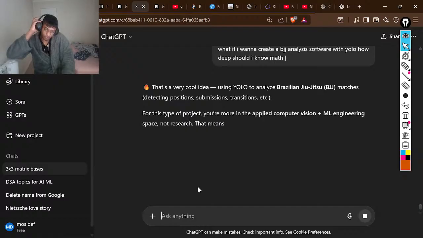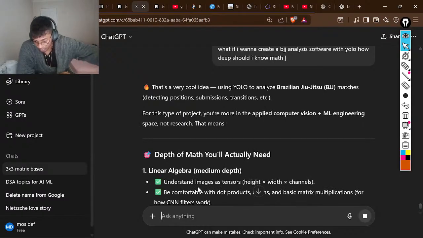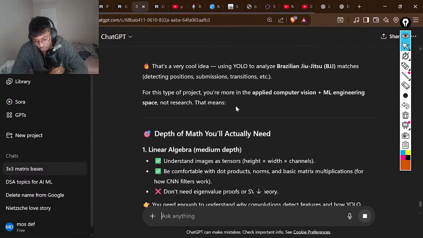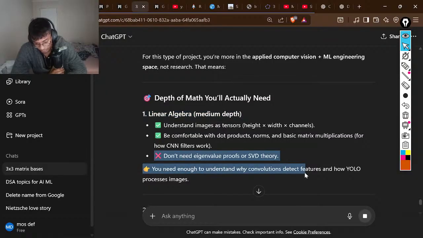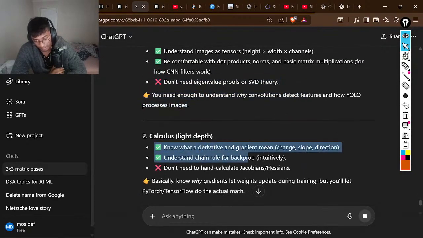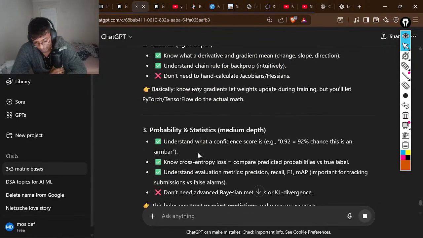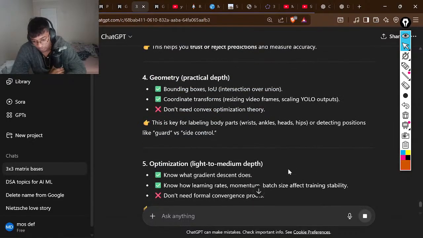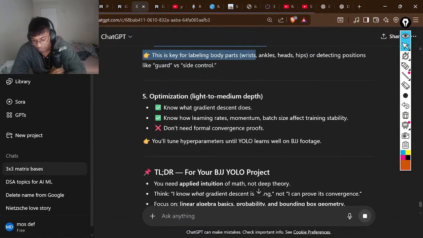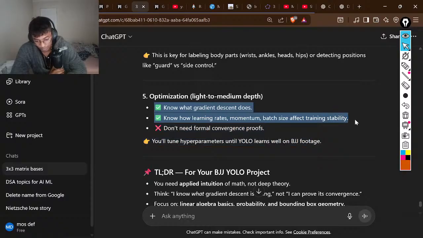That's a cool idea. Using Eurotunnel as a detection position. For this position, you need more applied computer vision. I mean, ML engineering-based, not research. It means medium depth. You don't need eigenproofs or SVD theory, calculus a little bit, medium depth. Okay, practical depth, obviously. Optimization light to medium.